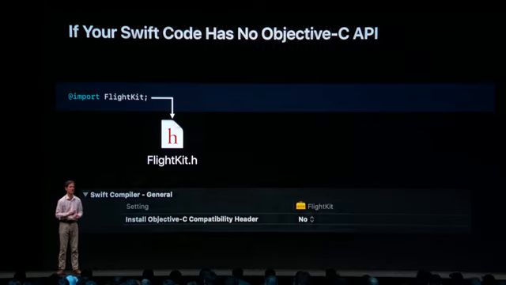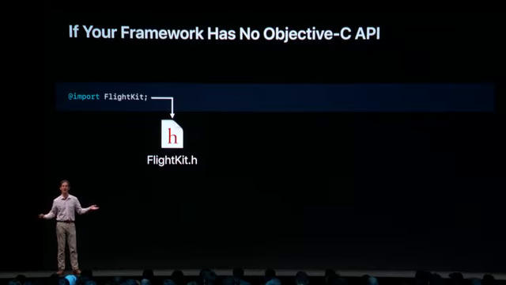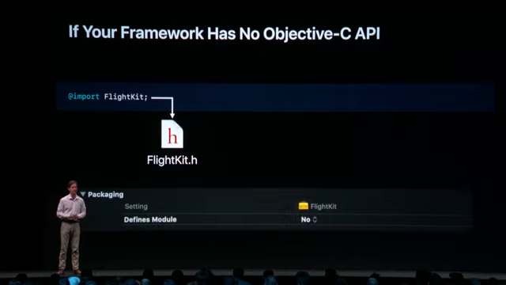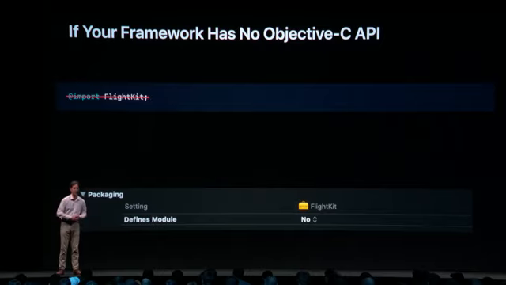And if your framework doesn't vend any Objective-C API, well, then there's no reason to support this Objective-C import syntax. And you can turn that off as well with the Defines Module build setting. Set it to no, and that will no longer be valid Objective-C code. Once you've done that, you can delete the umbrella header that Xcode generated for you.